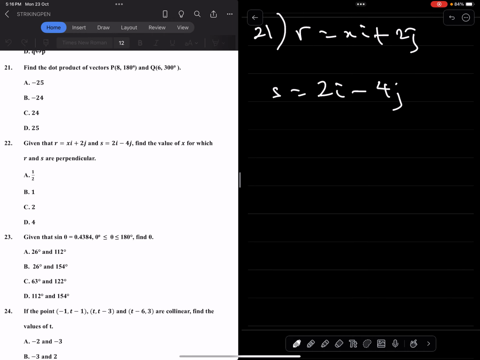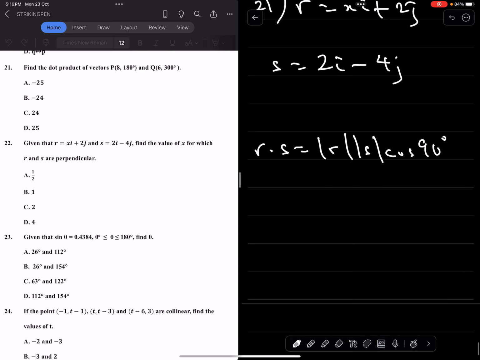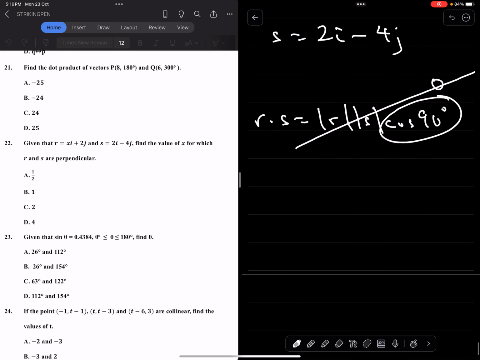If r and s are perpendicular, that means the angle between them is 90 degrees. And we know that r dot s is given by the product of the magnitudes of r and s and the cosine of the angle between them. So r dot s equals magnitude of r times magnitude of s times cos 90 degrees. And we know that cos 90 is 0, so the whole of this is 0, which means r dot s equals 0.